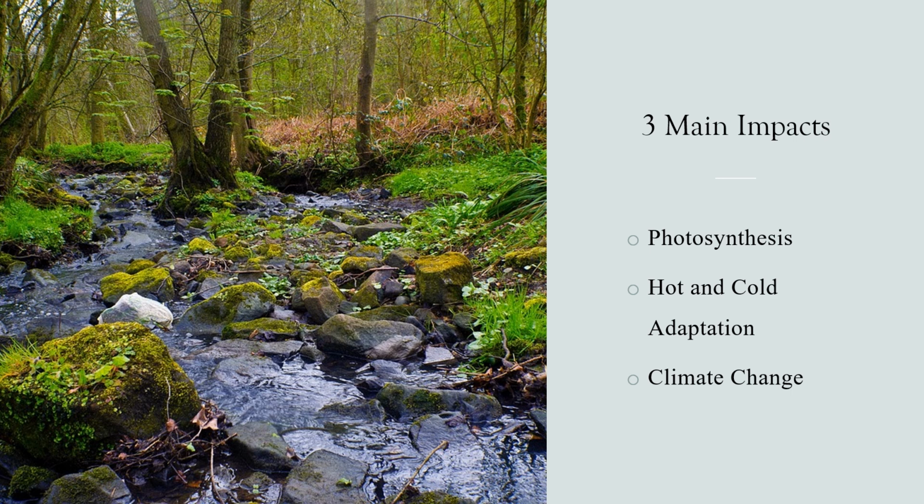So first I'll talk about the three main impacts. Temperature change on Earth has made it extremely difficult for plants to thrive as they once were. There are many factors that can affect plant growth, such as pests and gravity, but for the purpose of this discussion, we'll focus on the impact of temperature. Temperature is an external abiotic factor on a plant's growth that heavily determines whether the plant will survive. Furthermore, we'll discuss the impacts of temperature on photosynthesis, hot and cold adaptation, and climate change.